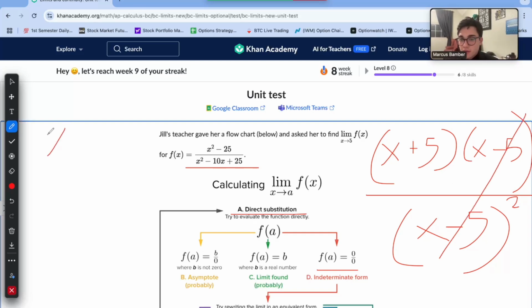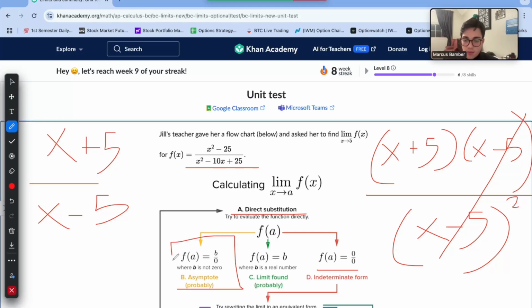Notice now we're left with x plus 5 on the numerator, and then x minus 5 on the denominator. And then we're going to directly substitute once again. Plugging 5 into the function, we're left with 10 over 0, which means we have an asymptote, as shown with B.